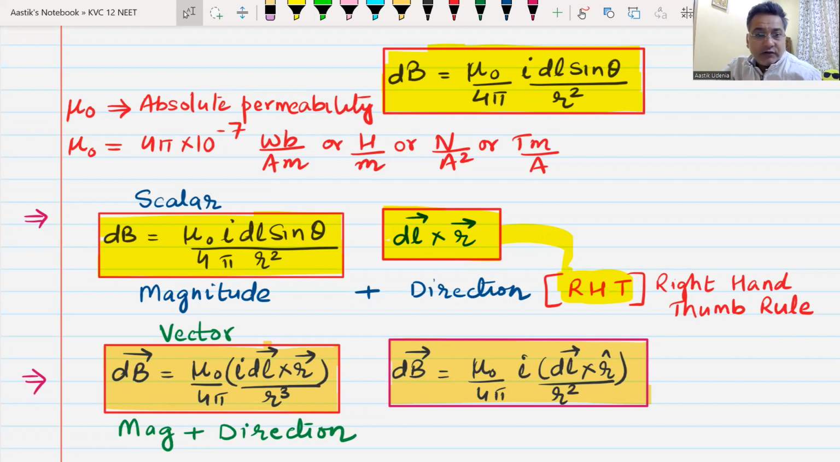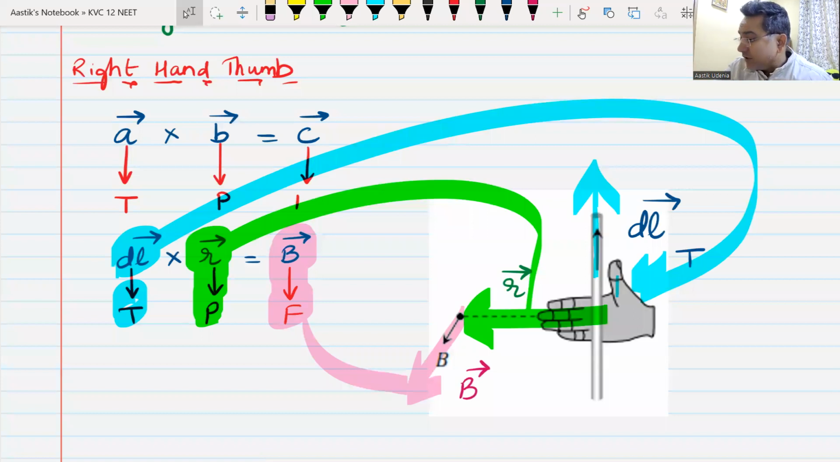We had seen how to find out the direction of this cross product. We can find out the direction using the right hand thumb rule. You point your thumb in the direction of current, you move your palm in the direction of the point, and the fingers will give you the direction of magnetic field. All of us remember this, yes or no?